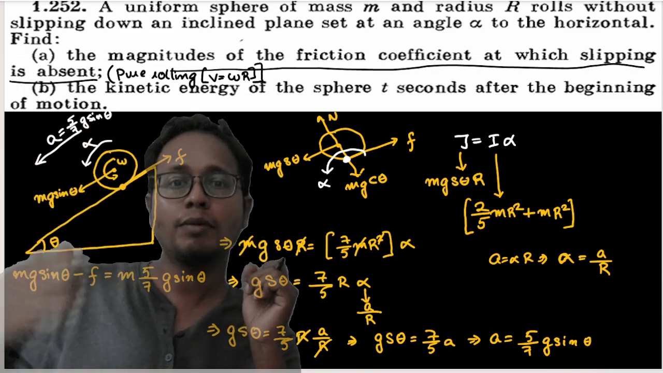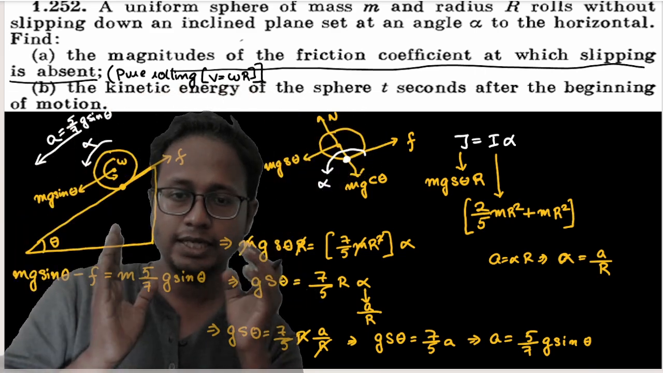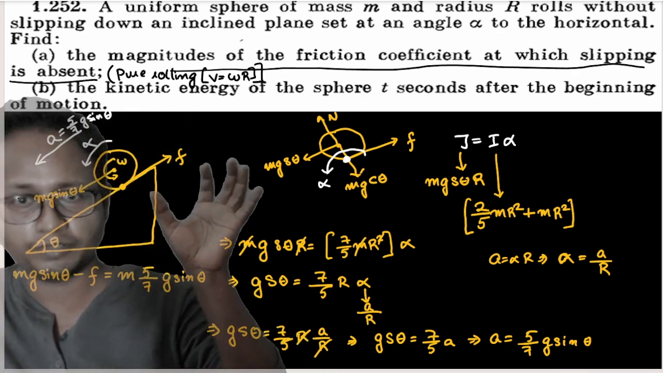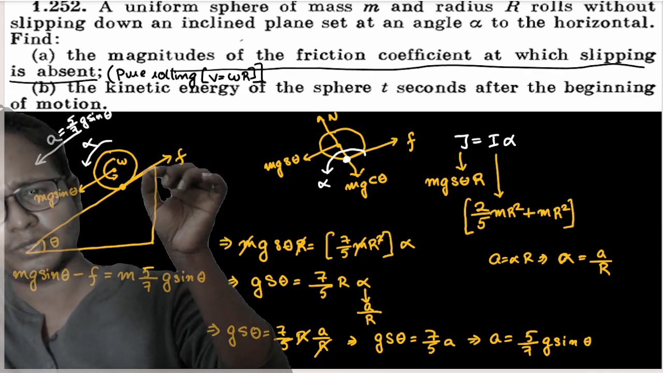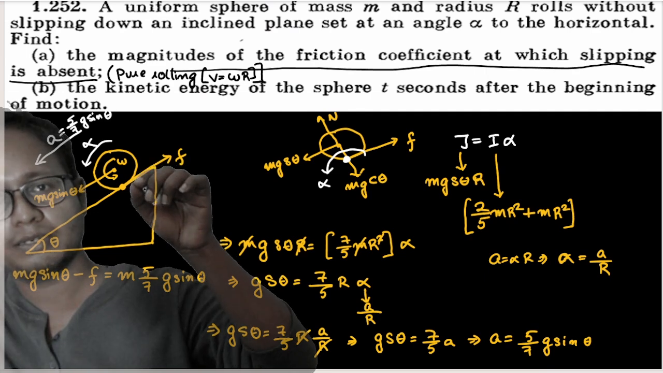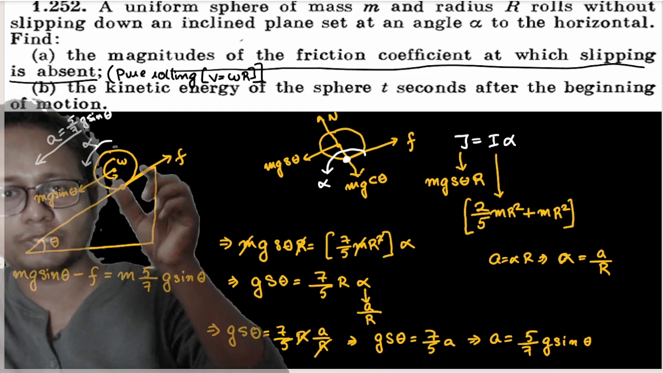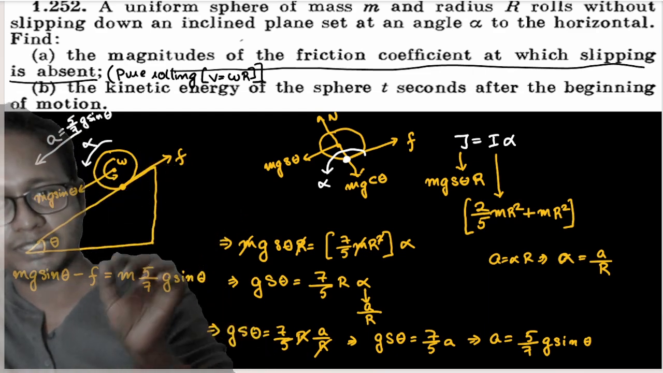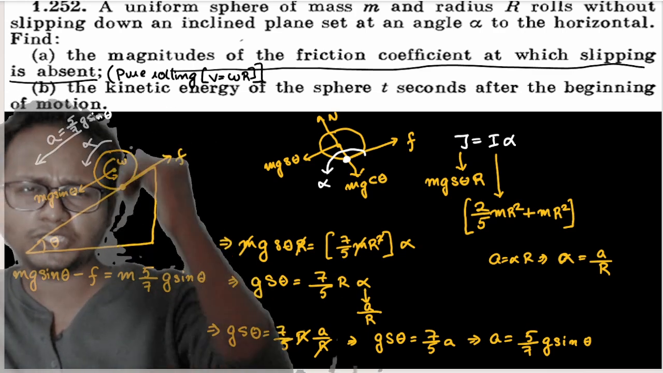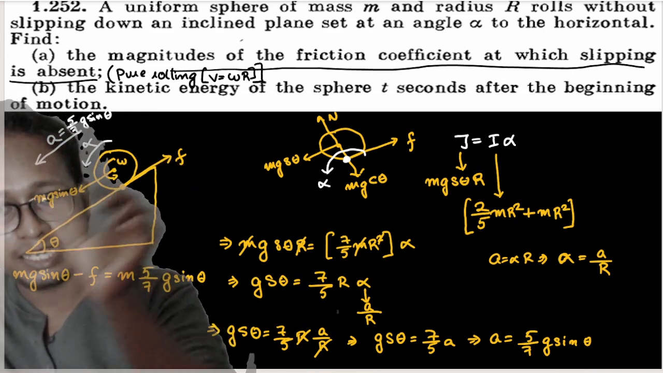Now the magnitude of friction coefficient for which slipping is absent. That means the value of friction force is at the limiting value. If I have the ability to adjust the coefficient of friction, I have to adjust it to such a value that if I increase it by a little bit, it would start rolling. If I decrease it by a little bit, 0.00001, very less, this block would go from pure rolling to slipping plus rolling.